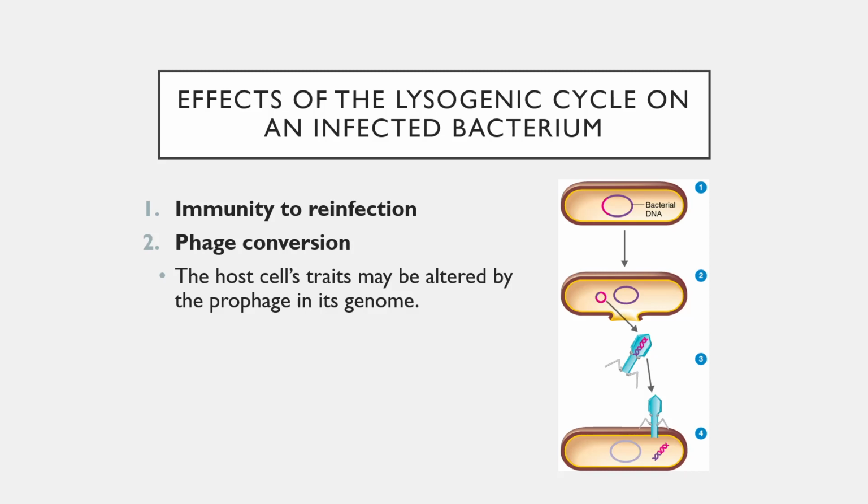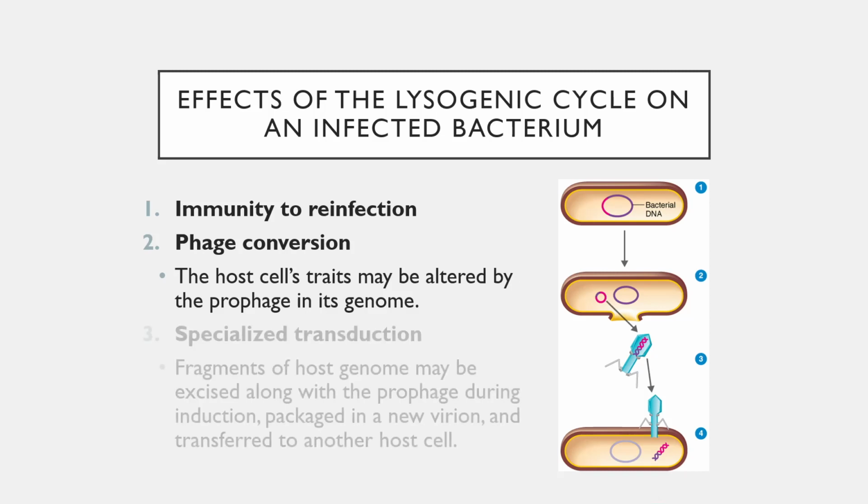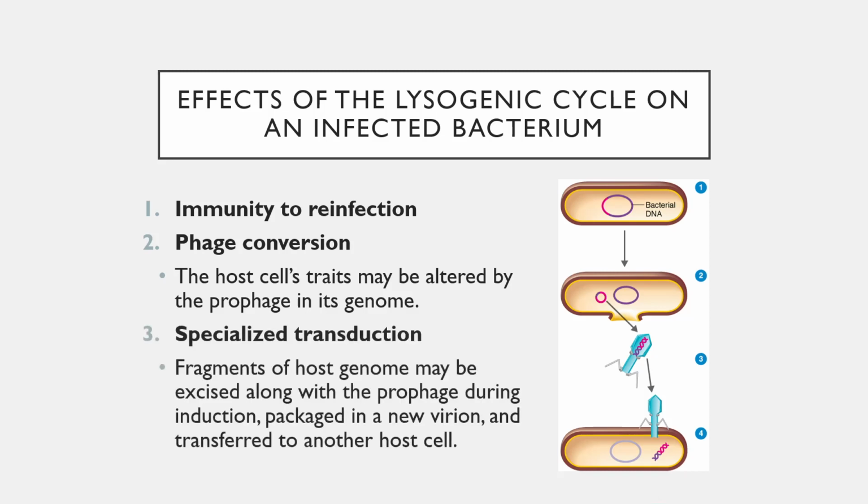A third phenomenon that can occur is something called specialized transduction. Specialized transduction describes the manner in which fragments of the bacterial cell's chromosome or its genome can be cut out along with the prophage when induction occurs.